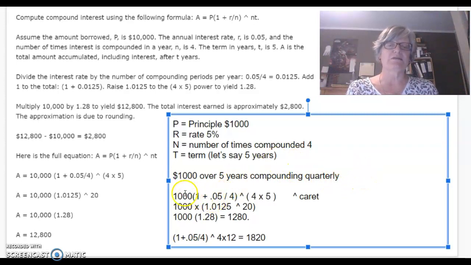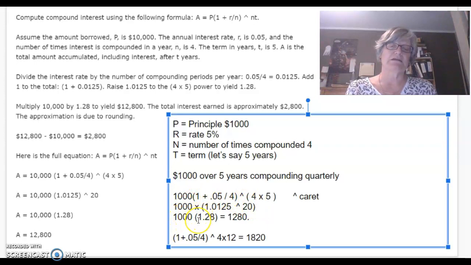All right. So the way this works is there's $1,000, and here's this bit here, the 1 plus R over N, which is the 5% over a quarterly 4 times. This little guy here is called a caret, and what it does, it is something banks use. It's called the power to yield, and we've used the quarterly rate times 5 years. So $1,000 times 1.0125, that's this worked out, caret 20.